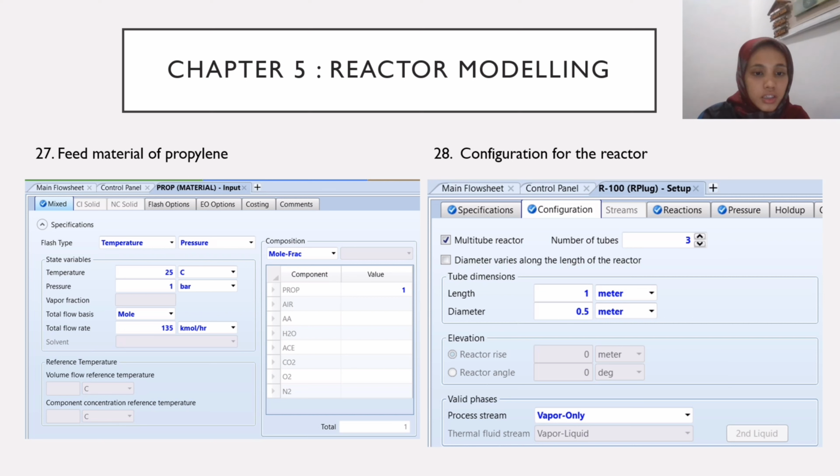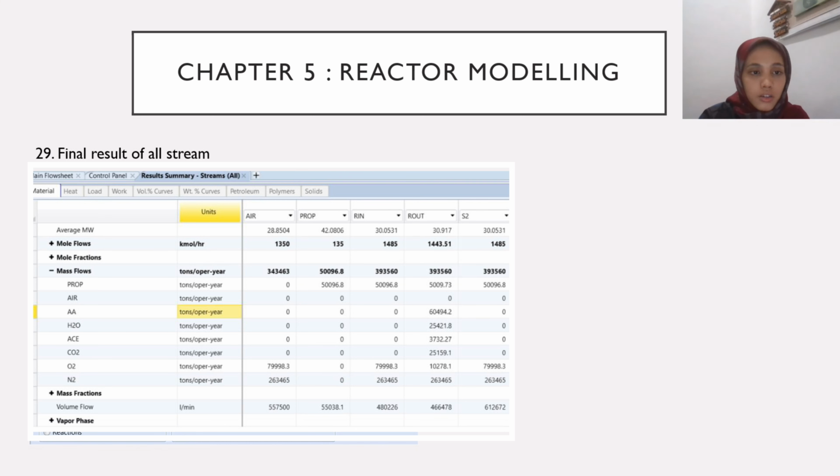For the configuration, we will go to the configuration tab in the setup of R101, then check multi-tube reactor with the number of tubes as 3, and then run the simulation again. Then from the final results in the stream summary, the production of acrylic acid is more than 50,000 tons per year, which is around 60,494.2 tons per operational year. But it's okay since some parts of the acrylic acid may be lost during the separation process, so the production in the reactor should be more than the targeted production.